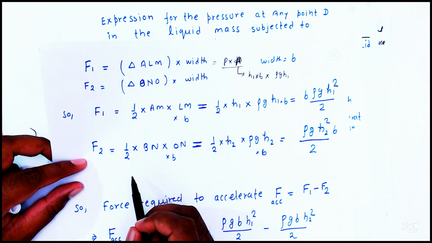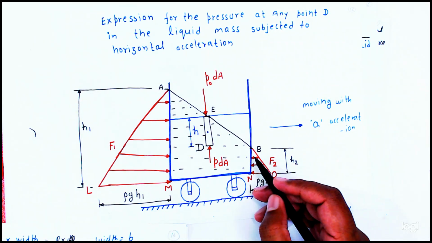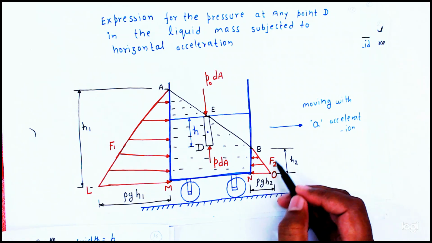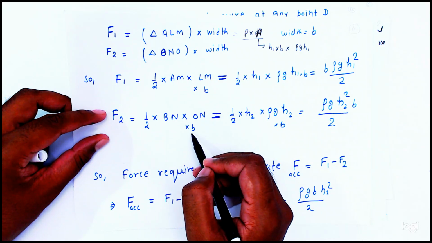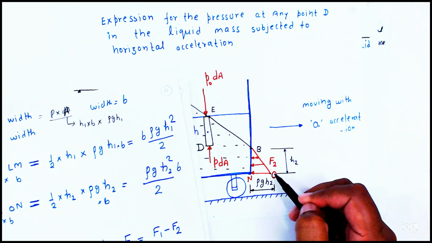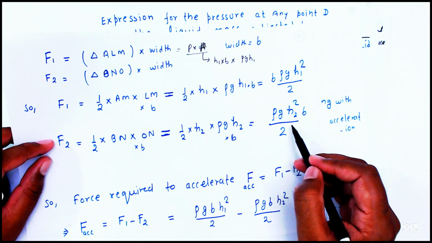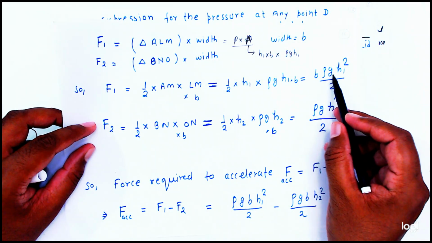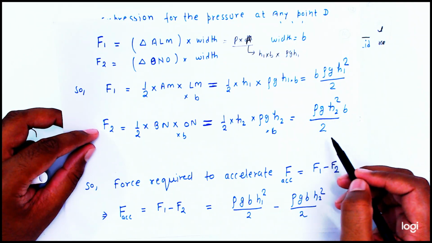And similarly, F2 is equal to what? 1 by 2 into the area of this triangle, 1 by 2 into this height BN into OB into width. So 1 by 2 into BN into ON into B. So 1 by 2 into H2 into rho G H2 into width B. So rho G B H2 square by 2. Okay friends, so from here F1 is equal to rho G B H1 square by 2 and F2 is equal to rho G B H2 square by 2.